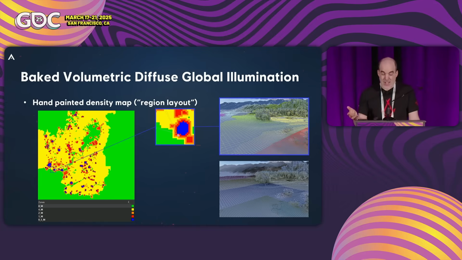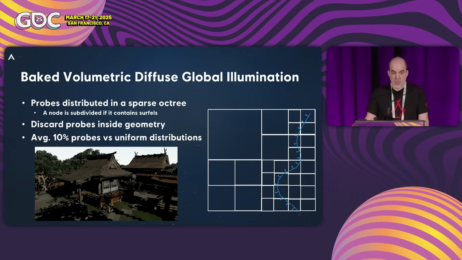But these areas are still larger than the areas of those previous games, so the data is still too big. So what can we do to address this? To further decrease the size of the baked GI, we distribute probes in a sparse octree. A node is subdivided only if it contains surface. We also discard probes that are inside geometry to save even more space. And on average, we end up with roughly 10% of the probes we would have with a uniform distribution.